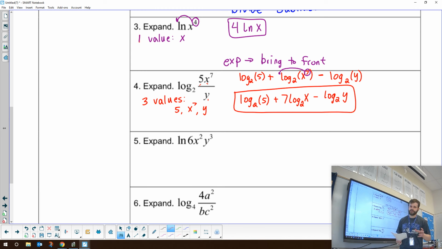Okay? So just make sure you're paying attention to what's being multiplied and what's being divided. That way you'll know what to add and what to subtract. Then check and see if there's any exponents that we can move to the front. Let's take a look at the next one.